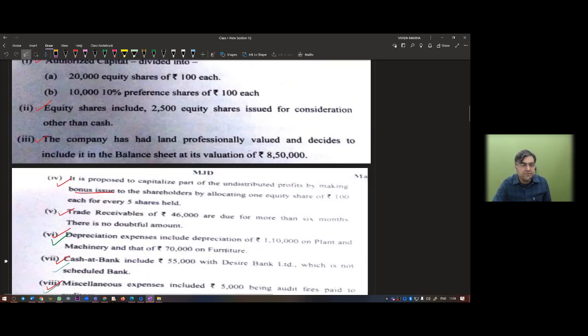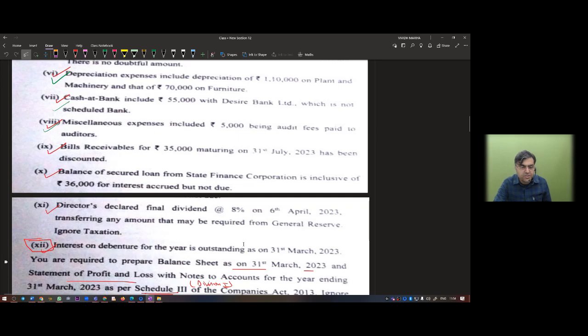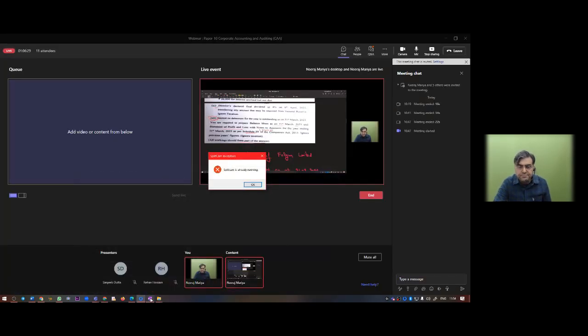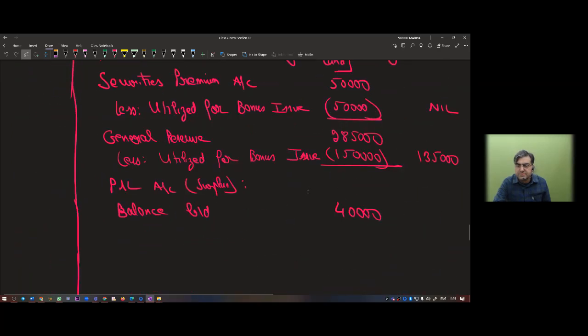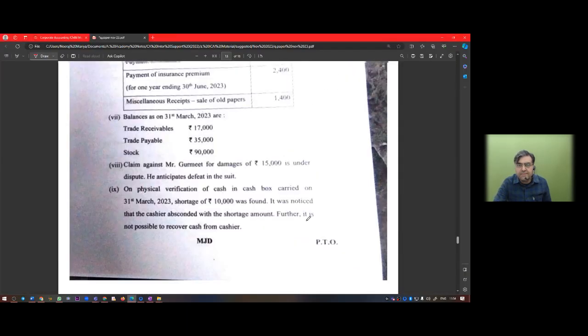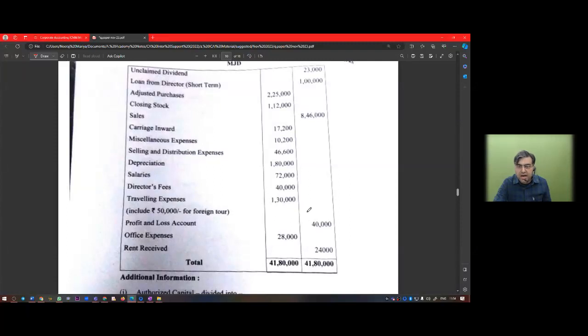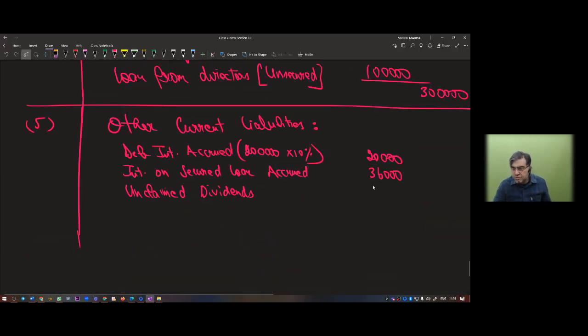Then let me find some other current liability if I can find some other current liability. Trade receivables, expenses, bank balance, expenses, loan includes contingent liability, debenture interest, nothing is there. So guys, unclaimed dividend is the same as the figure. Unclaimed dividend is 23,000. So the total is 79,000.